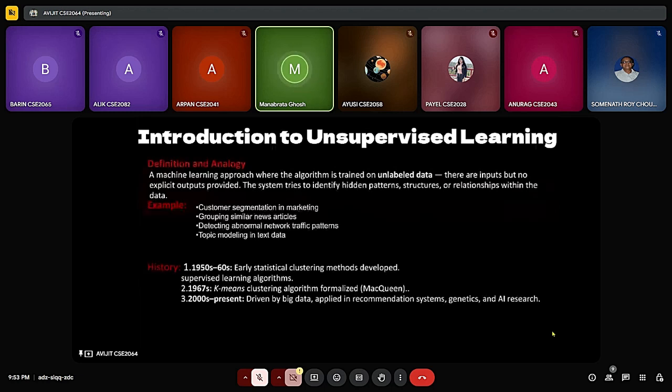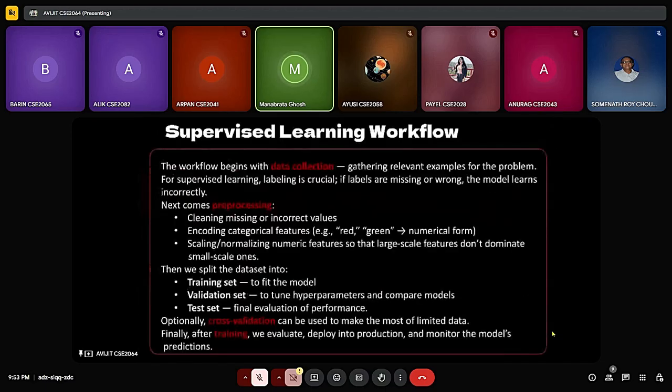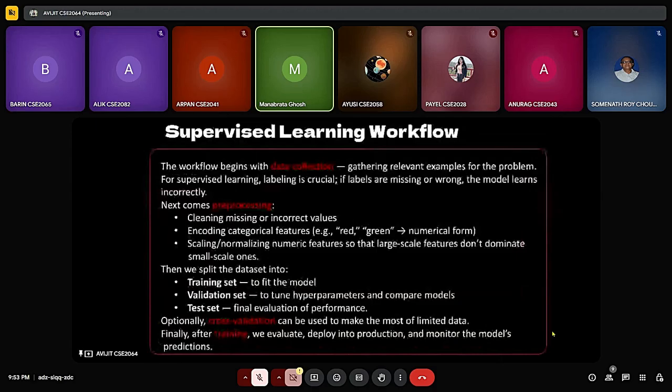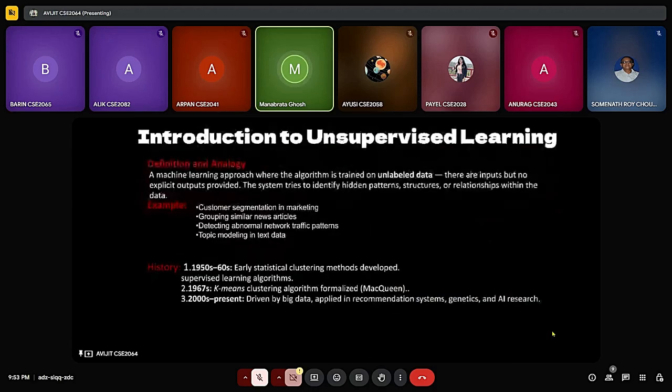There are some examples like customer segmentation in marketing, grouping similar news articles, detecting abnormal network traffic patterns, and topic modeling in text data. There are also some key goals of unsupervised learning, which are to discover structure in data, group similar data points, which is also known as clustering, reduce data dimensions for simplification or visualization, and also to detect anomalies.